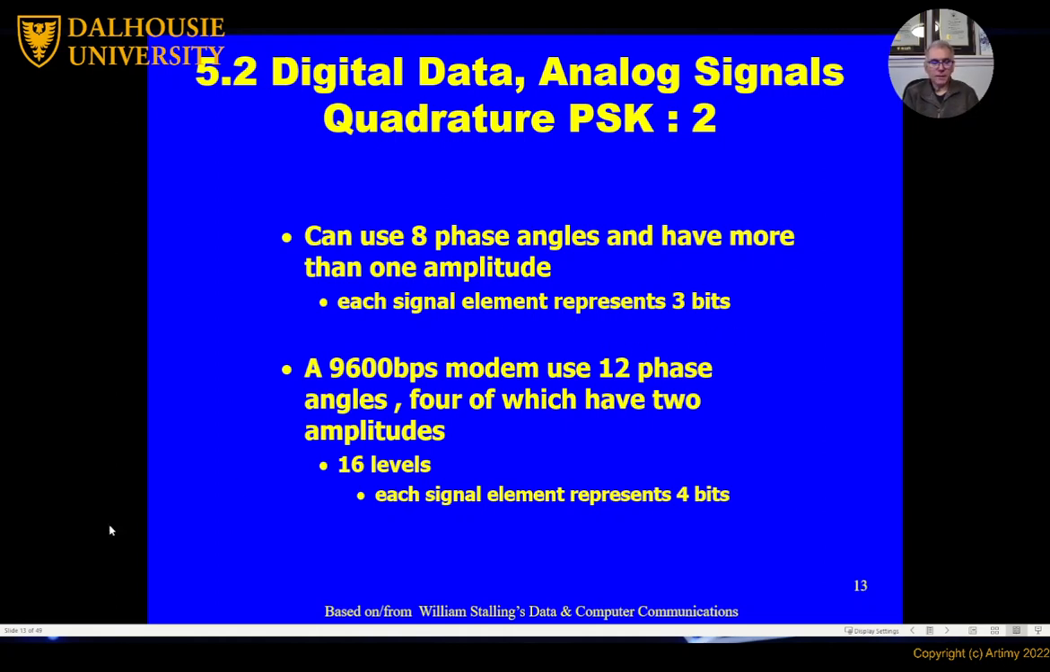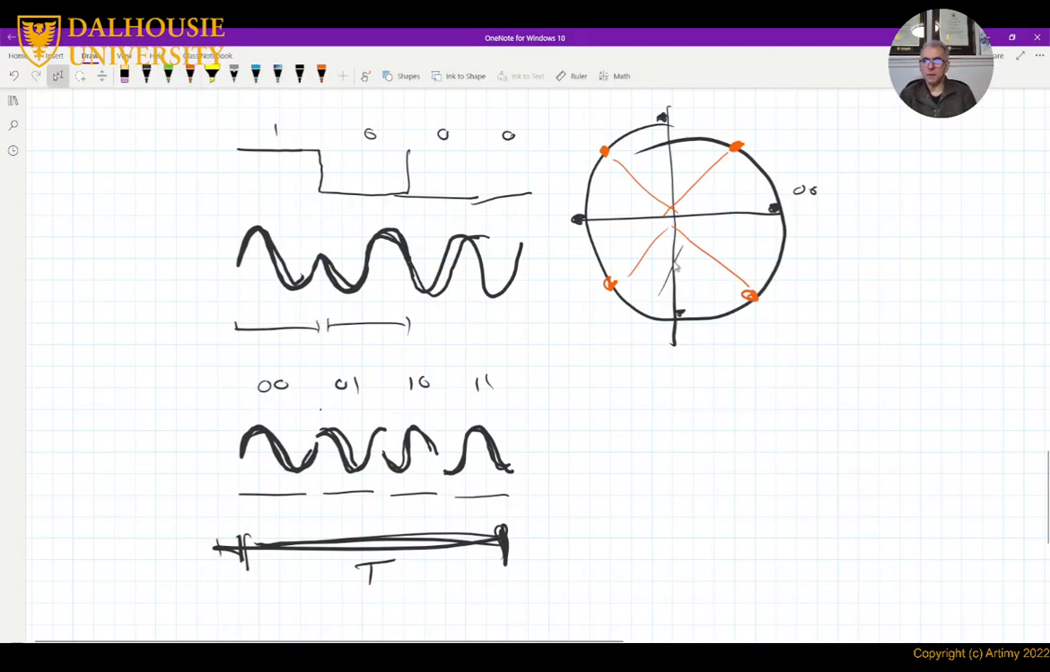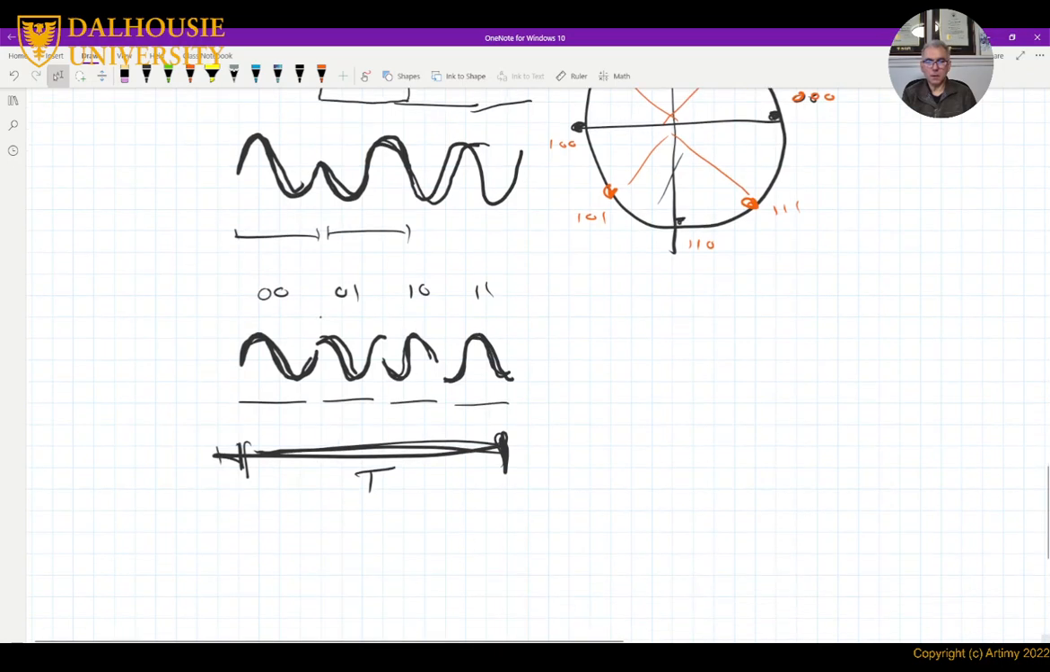I can expand on the idea and say, well, why stop at 4? What if I take this and divide it further into 8? So I'm gonna use the black dots, or the black phase shifts, and the red phase shifts. So I have this representing 0, 0, 0, this represents 0, 0, 1, this represents 0, 1, 0, which is 2 in binary. So now I used 8 phase shifts, and each one of them represents 3 bits.